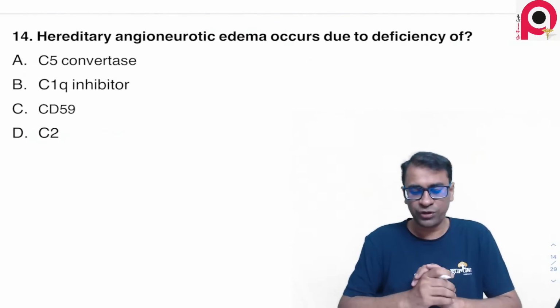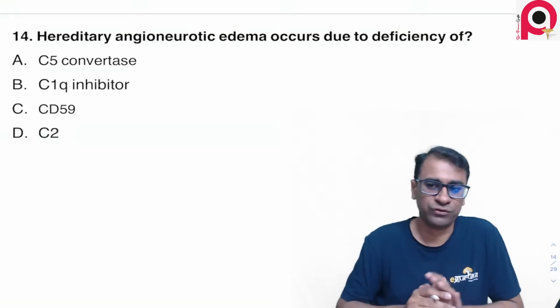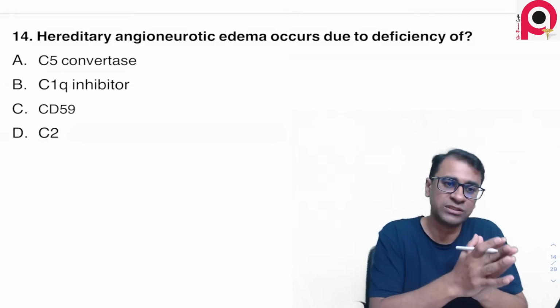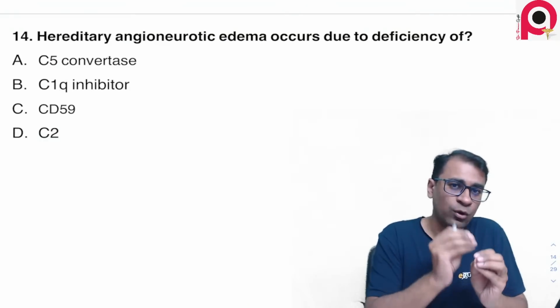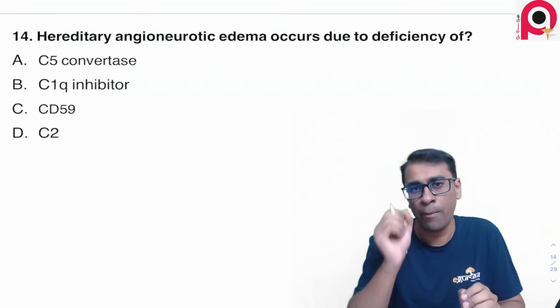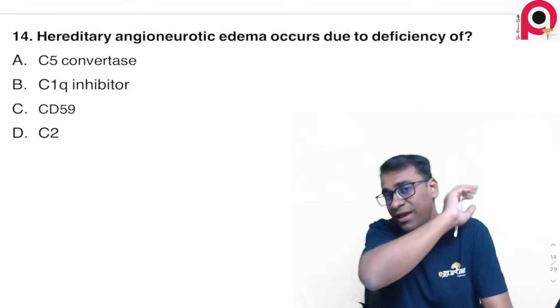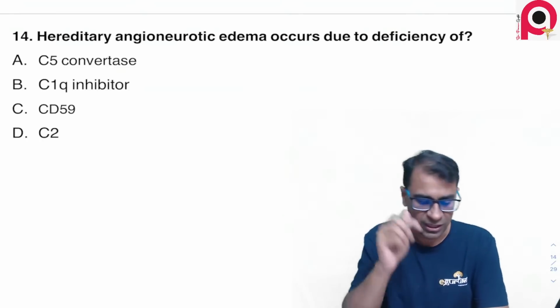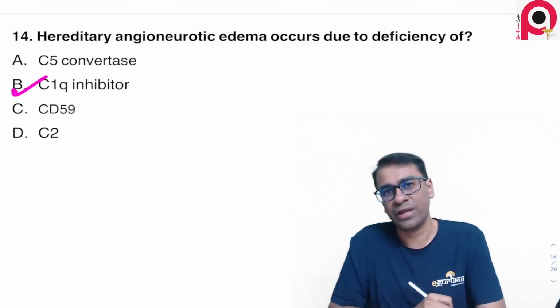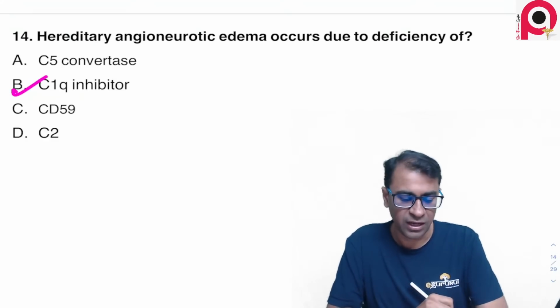Hereditary angioedema occurs due to deficiency of. So this is one question which I always ask you all. Write in the notes when I teach you about the complement system. I mention everything about the complement on a single page, and the answer is C1 inhibitor. Okay, C1 inhibitor is the right answer.